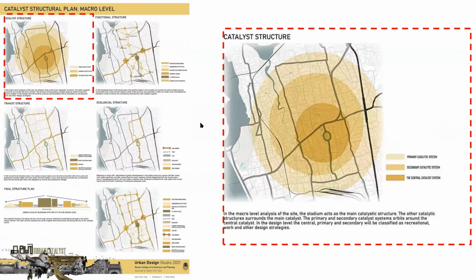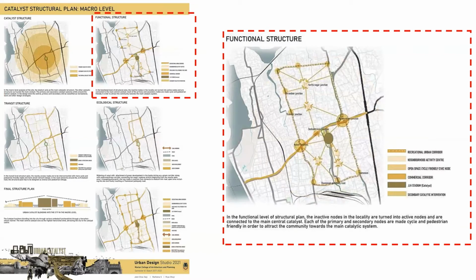Beginning with the catalyst structure, from the macro level analysis of the site, the stadium is chosen to act as the main catalyst structure. The primary and secondary catalyst systems orbit around this central catalyst. In the design level, the central, primary and secondary will be classified as recreational work and other design strategies. Next, as part of functional structure, the inactive nodes in the locality are turned into active nodes and are connected to the main central catalyst, that is the stadium.